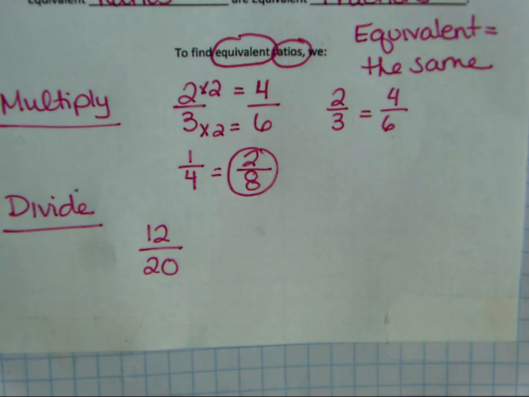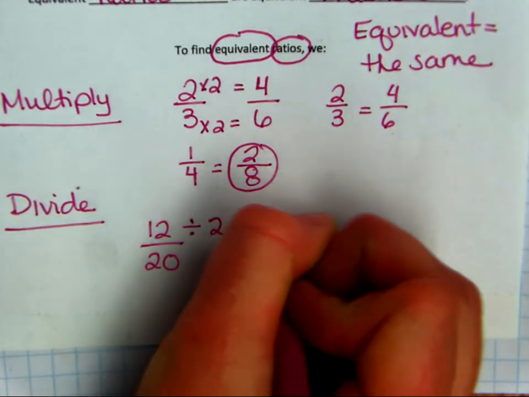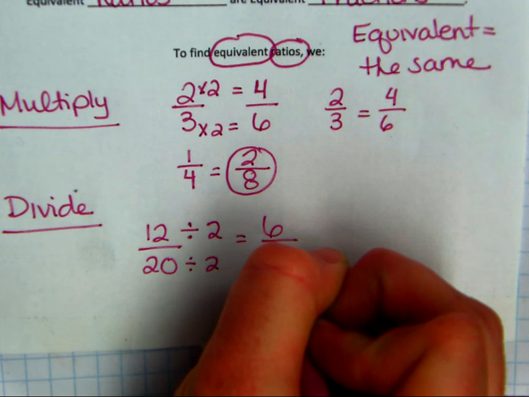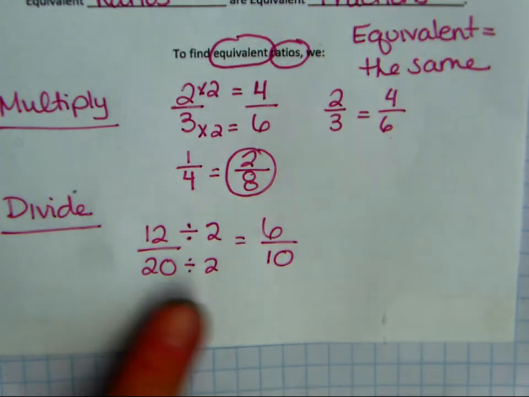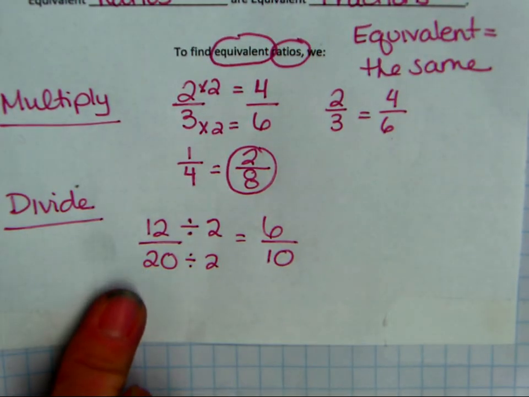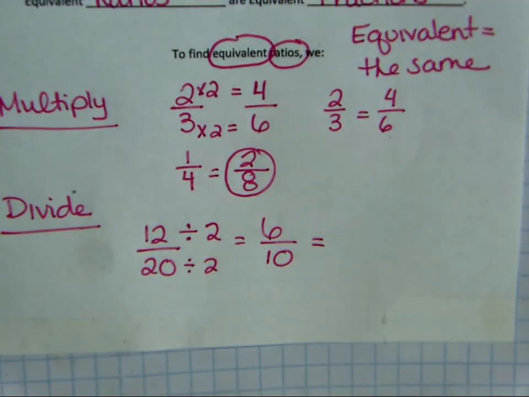So you said divide 12 by 2 and divide 20 by 2. So if I divide 12 by 2, what am I going to get, Jacqueline? 6. Awesome. And if I divide 20 by 2, what am I going to get? 10. So would 6/10 be equivalent to 12/20, class? Yes. Could I still do another one? What could I do, Elizabeth?